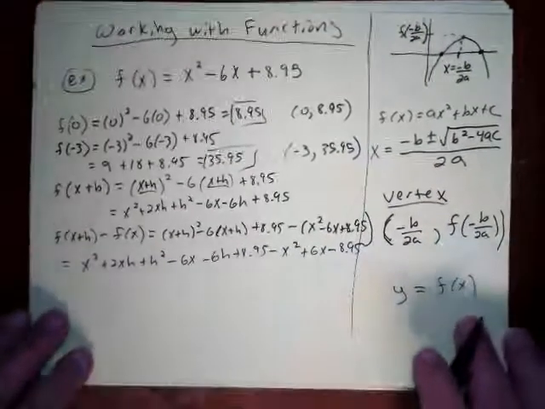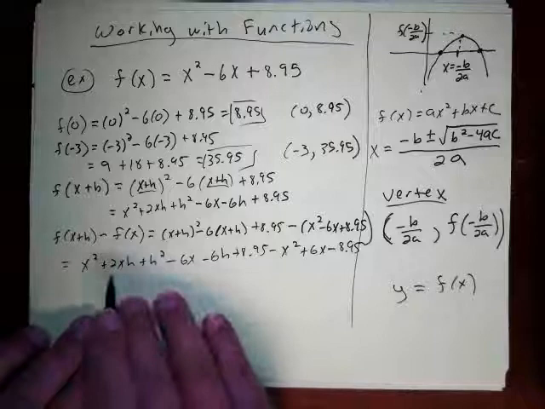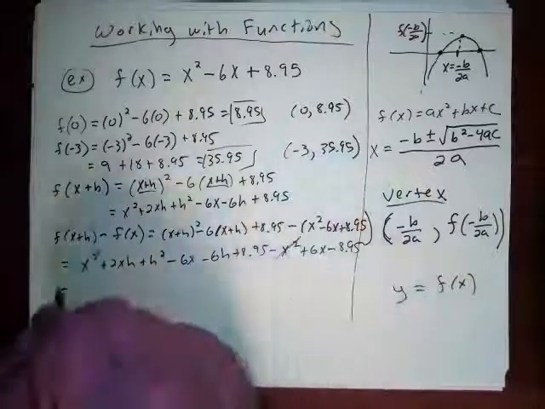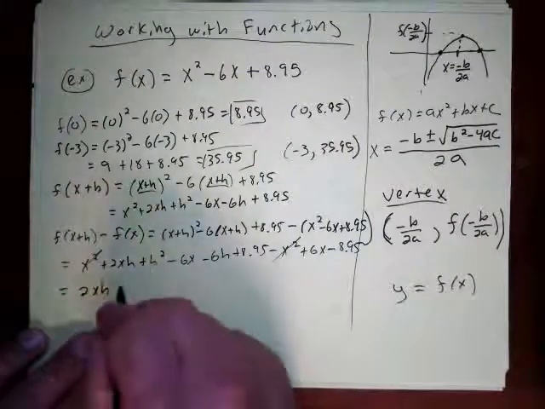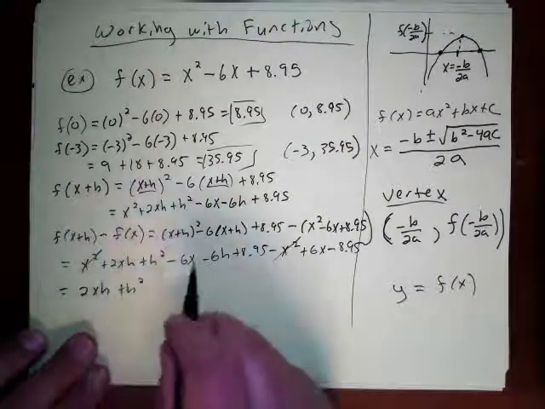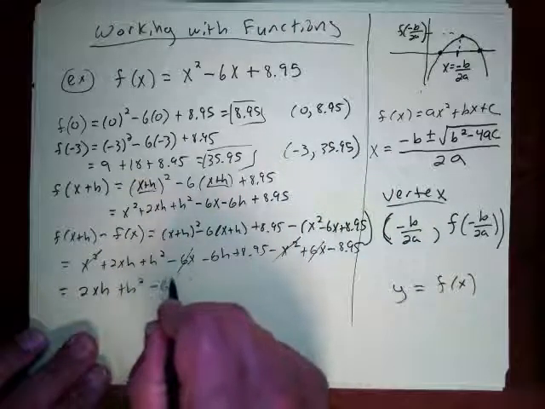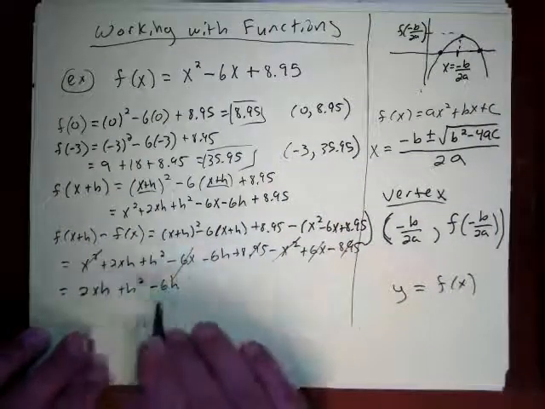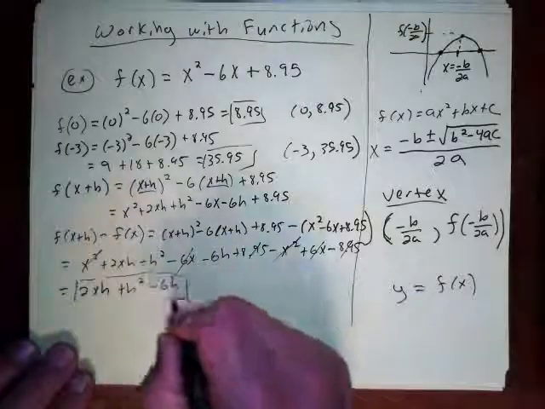And what you see here, hopefully you can see all this, is a bunch of things are going to cancel out. Look at this, the x squareds cancel out. This does not. This does not. But the 6x's cancel out. This does not. And this cancels out. Okay? So anything with an h there didn't cancel out. So this thing really reduced down.